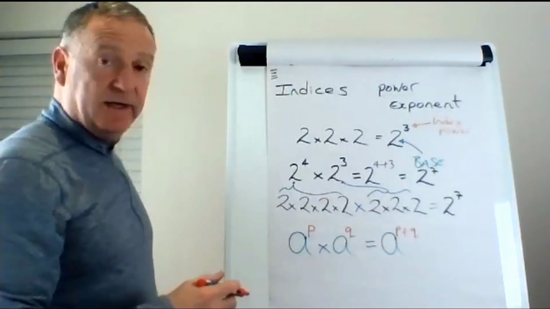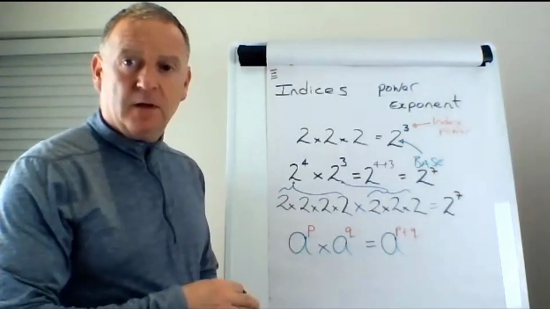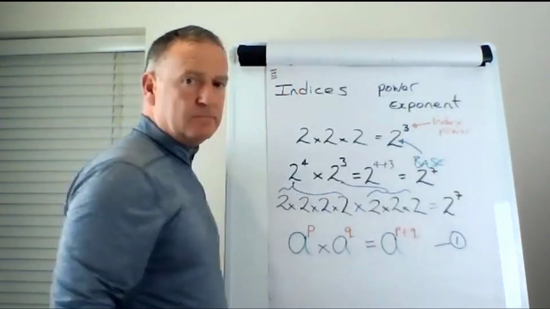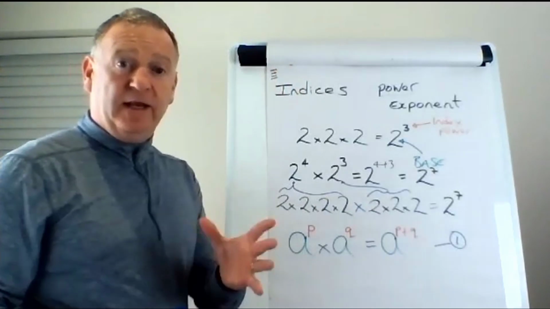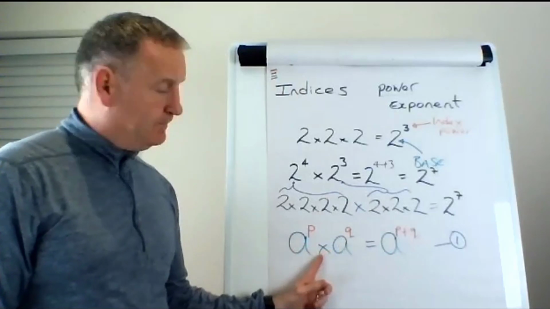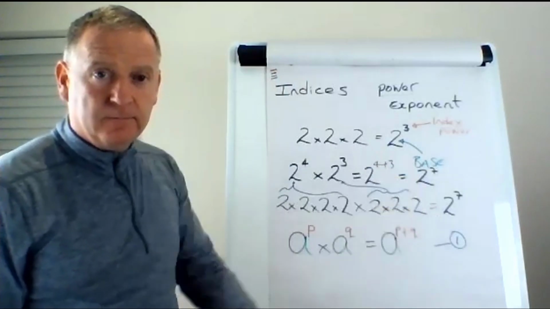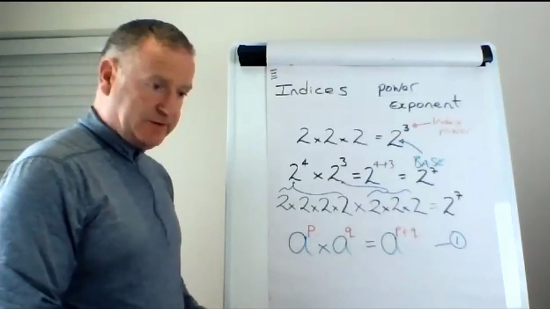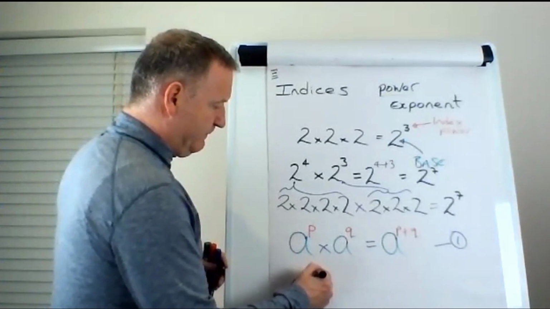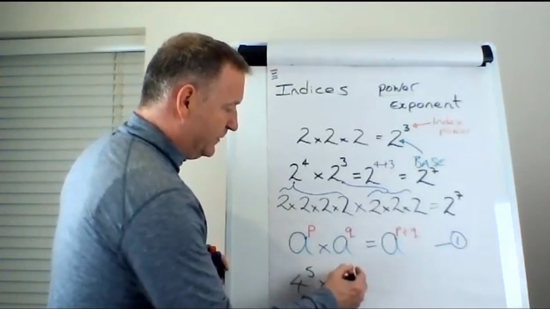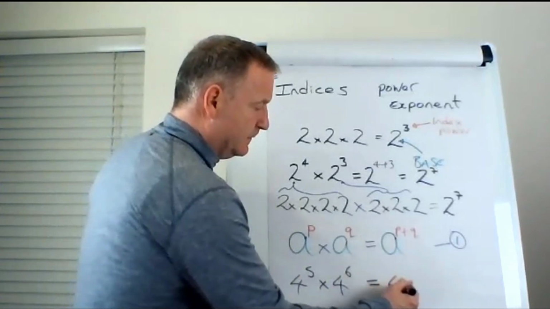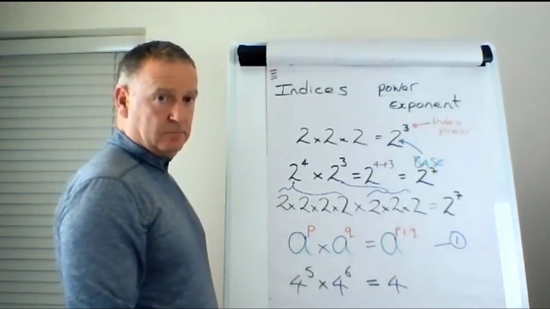And in England, we call this a law. It's index law number 1. In a sentence, when you have the same base number and you're multiplying, add the powers. Always the same. So if I did 4 to the power of 5 times 4 to the power of 6, what would that be? Same as 4 to the power of 11. Perfect.